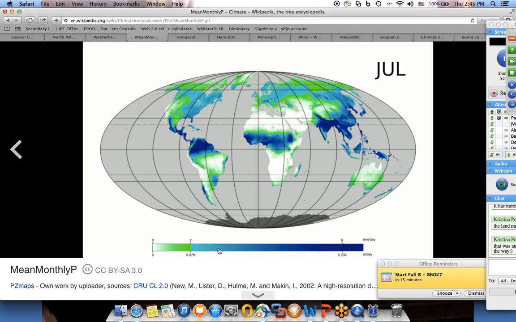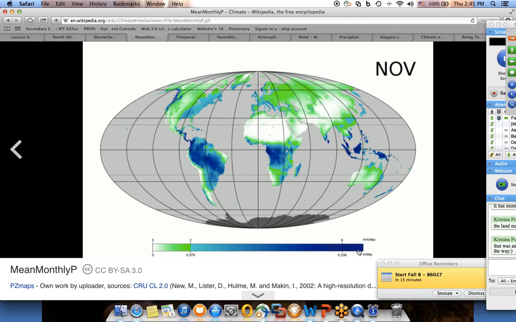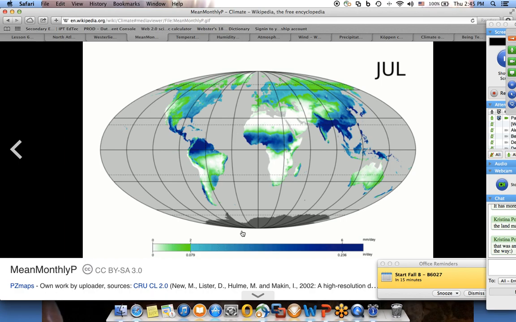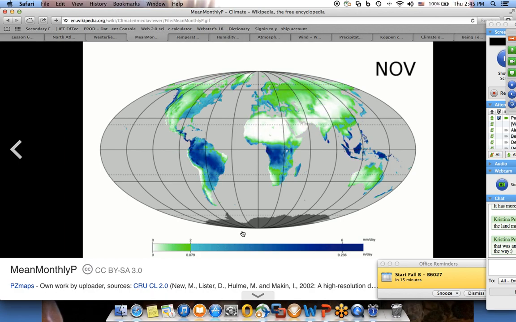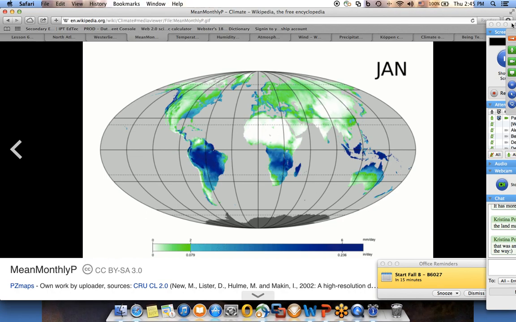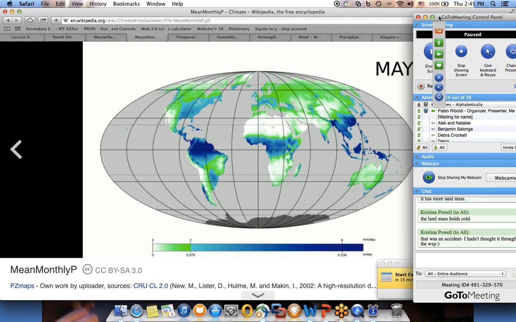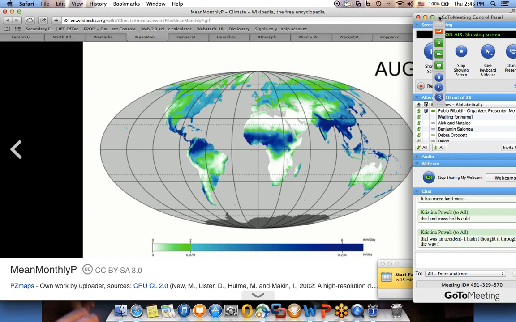Anything that is blue is more rainfall than that, and the darker it is, the more rainfall you have per day. So which area in the world has the most rainfall throughout the year? Which are the areas in the world that have more rainfall throughout the year?